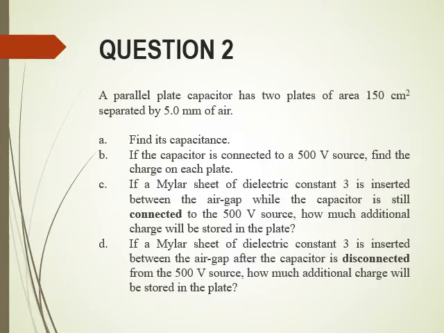D. If a mica sheet of dielectric constant 3 is inserted between the air gap after the capacitor is disconnected from the 500 volt source, how much additional charge will be stored in the plate?